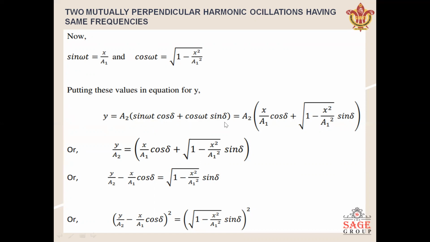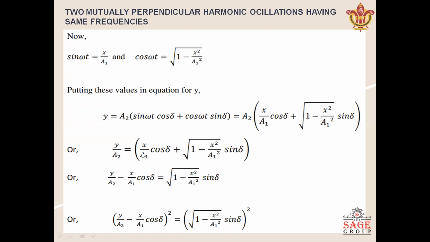So this is the equation y. So y is equal to A2 sine omega t, that is sine A into cos B, and cos A into sine B. Now putting the values of sine omega t and cos omega t in this particular equation, so we will get another equation, A2 is equal to x by A1 cos delta plus under root of 1 minus x square upon A1 square into sine delta.